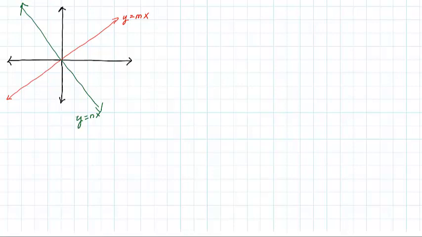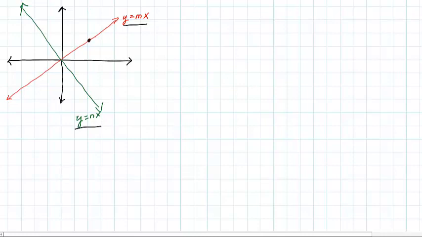So I'm going to start with two lines. One is y equals mx, and the other is y equals nx. The intercepts for both of these are 0, so they both pass through the origin. Now, I'm going to pick 2 points on these lines.